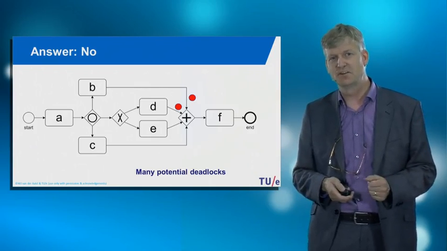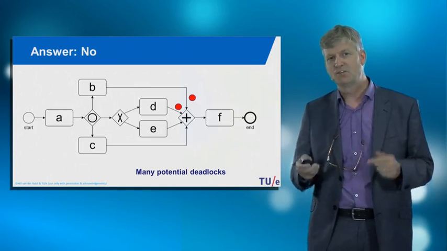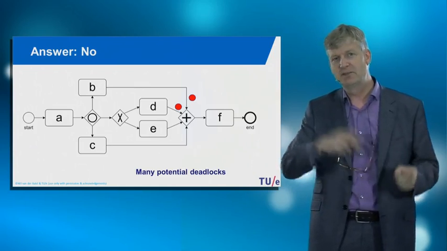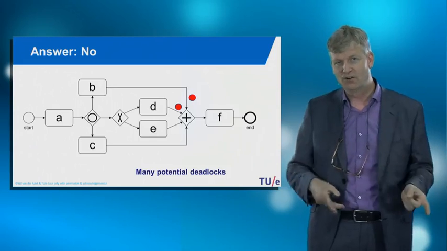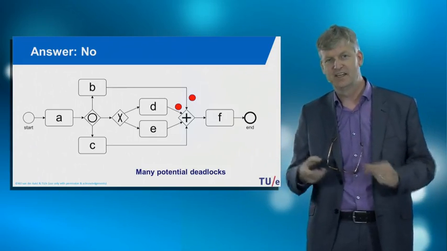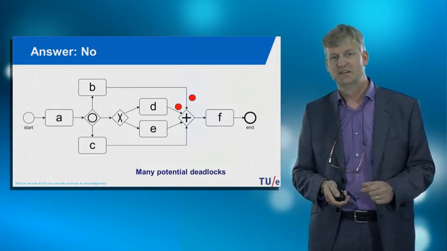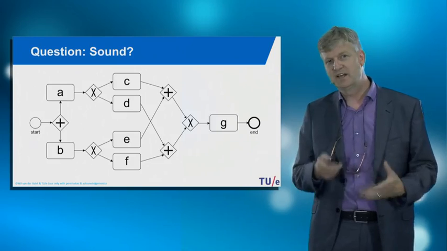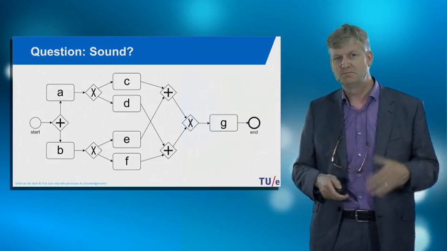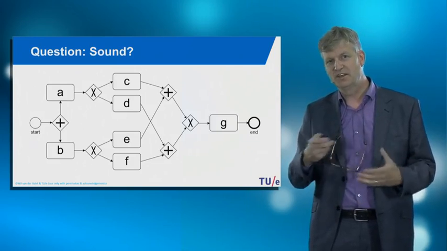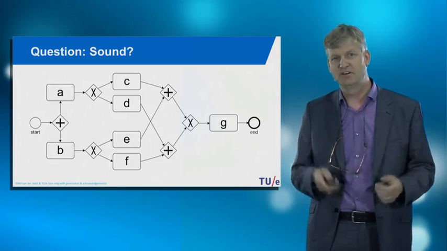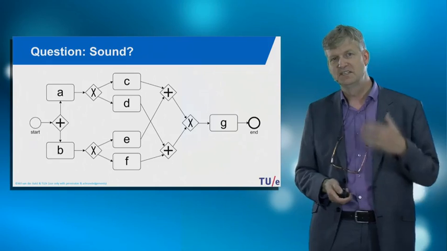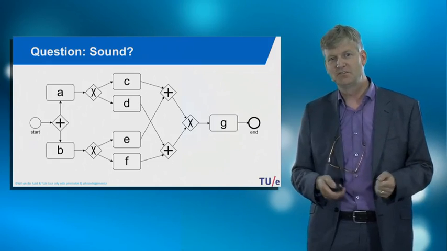This construct does not make a lot of sense here, because typically you would like to combine an AND split with an AND join, or an OR split with an OR join. And here that is not the case. So there are many deadlocks here. We can take a look at this BPMN model, which has a more complicated combination of gateways. Is this model sound or not?